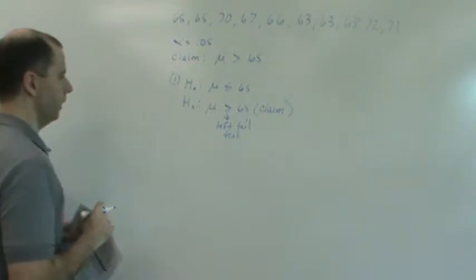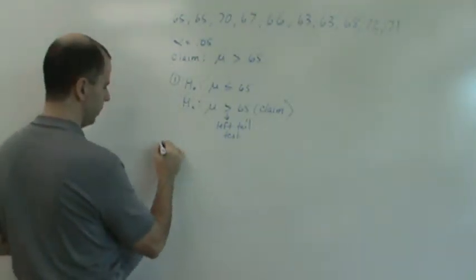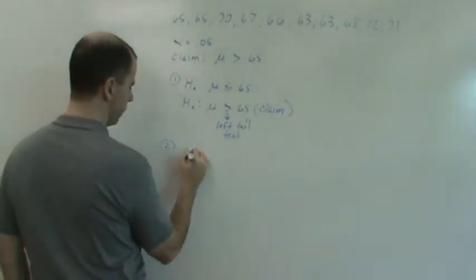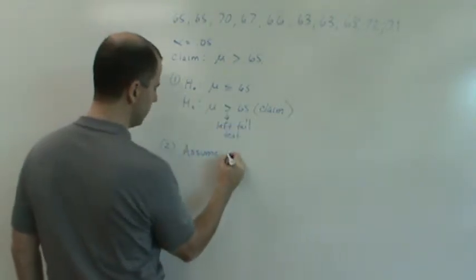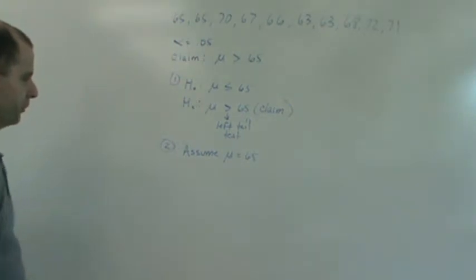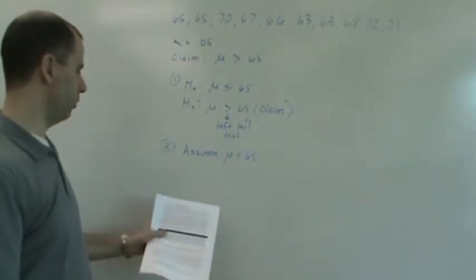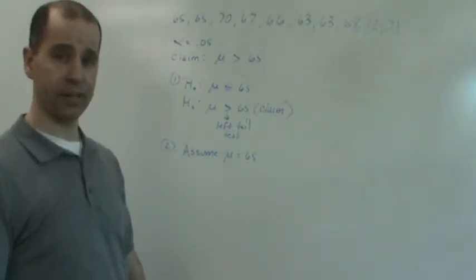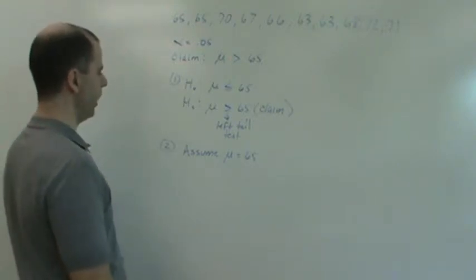Okay? So now, step 2 is, again, always the same. We're going to assume the null is true. So in this case, we're going to assume that mu is equal to 65. Remember, the null is that there's no change, right? So we're going to assume that the mean score is not higher than 65, but equal to 65.